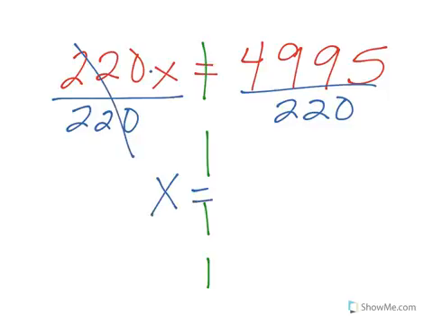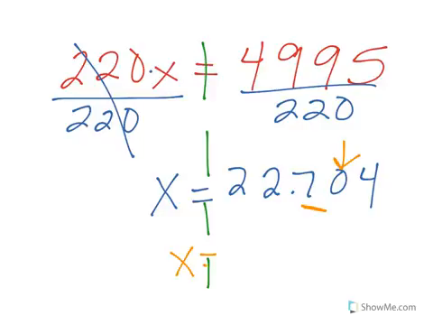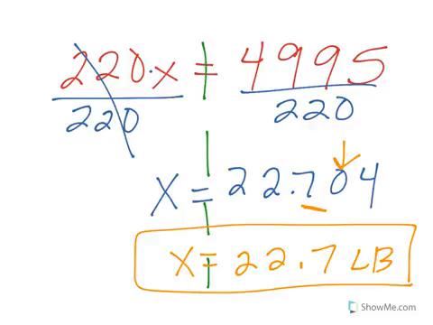4,995 divided by 220 is 22.704. Directions say round to the nearest tenth. 0 rounds down, so we would say you would weigh 22.7 pounds on the moon.